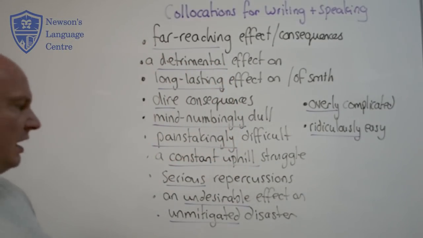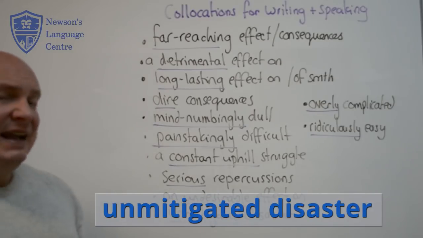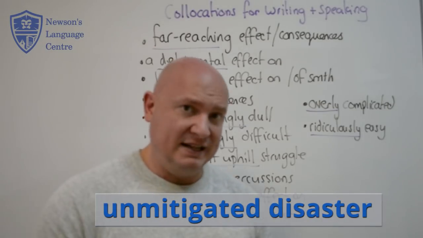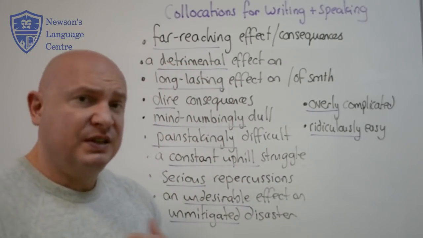We have the last one, which I like. We know the word disaster, but I like this, unmitigated. It's a synonym of saying complete, total. Unmitigated disaster. We actually use this in everyday English.